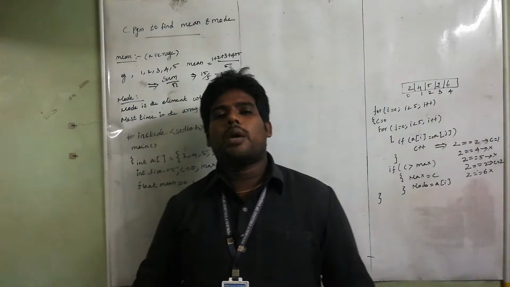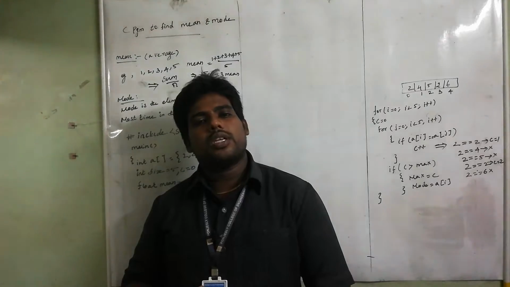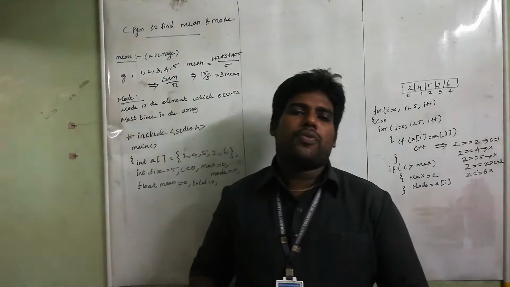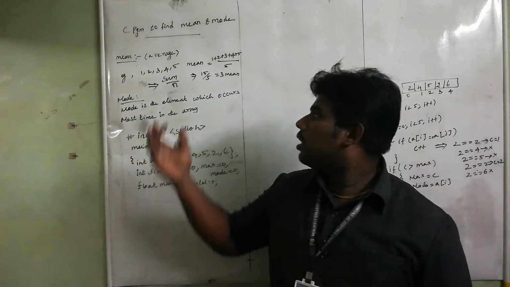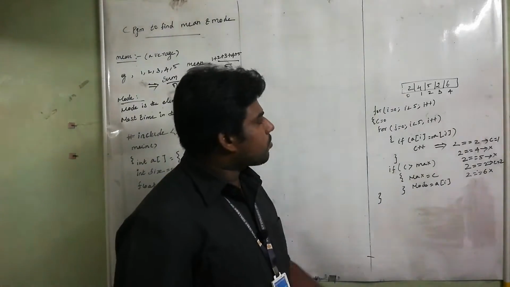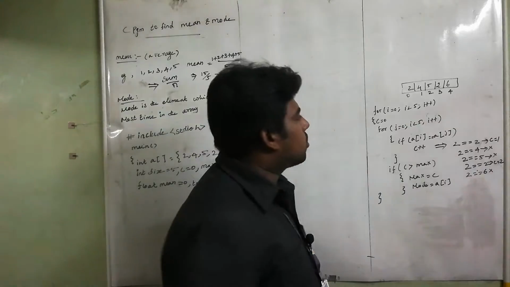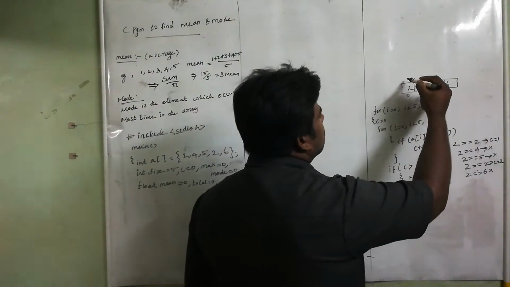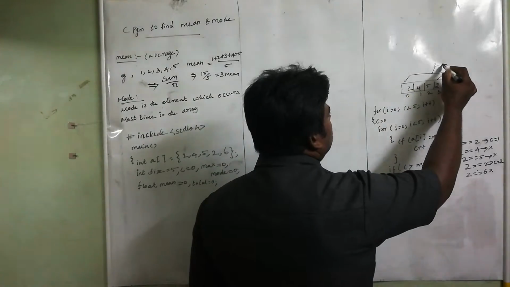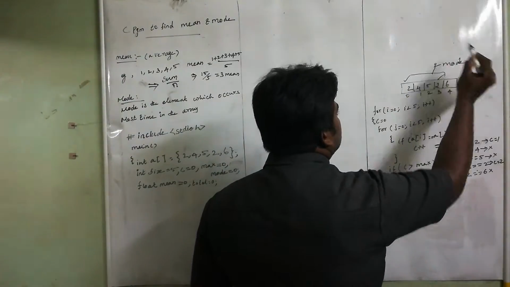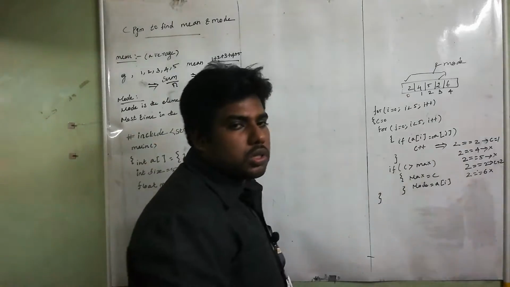Okay, so I am going to write the program for this mean and mode. Before that, I will explain the logic of mode. All of you know about the mean, right? See here, this is the array I am going to use: 2, 4, 5, 2, 6. Here 2 is present 2 times. So your mode is 2. Is it correct?